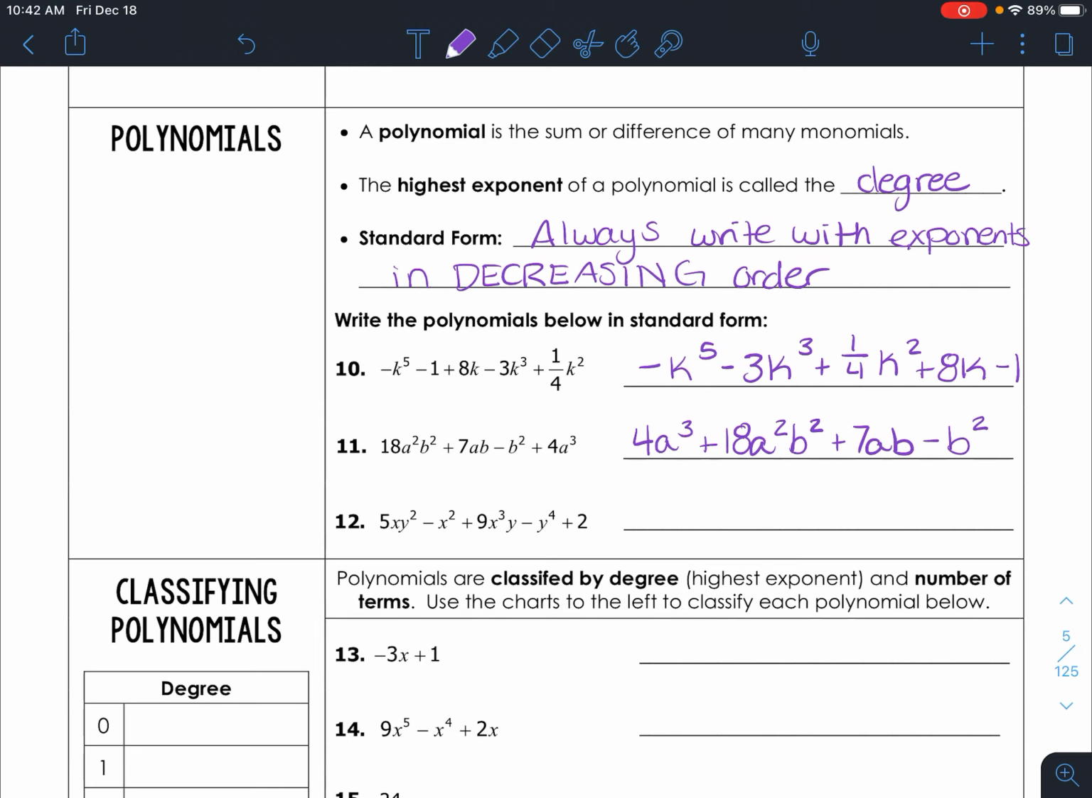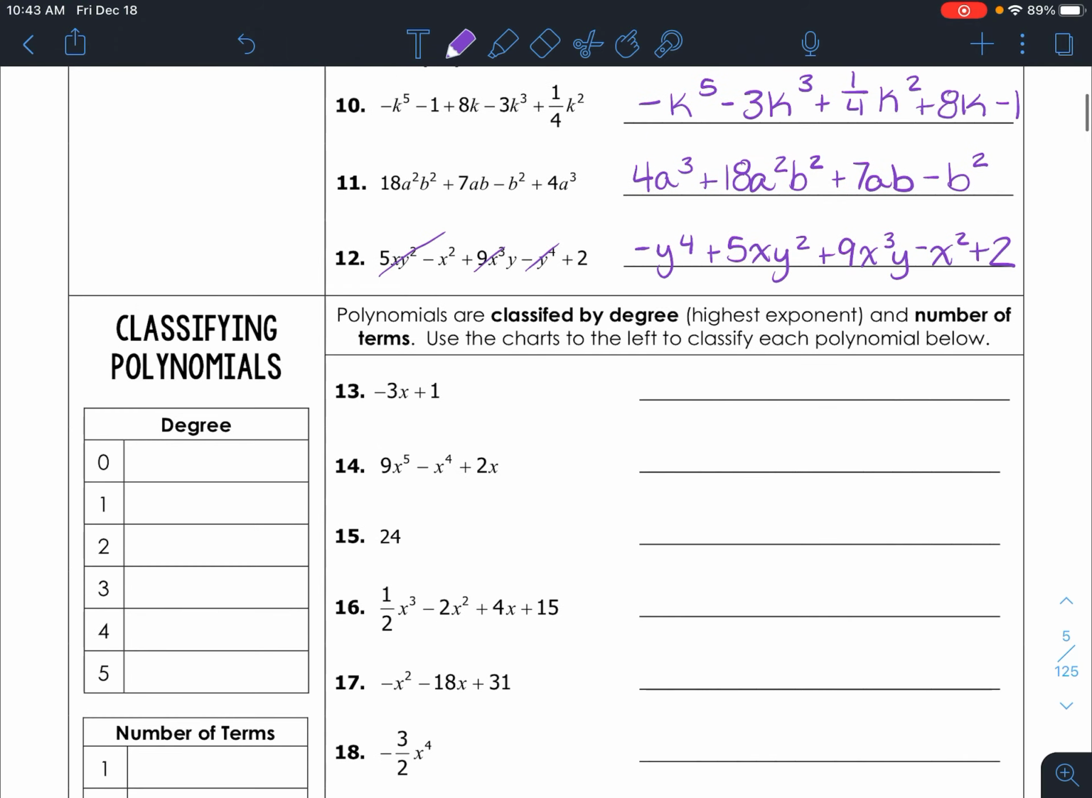Okay, do the same thing with number 12. Look at your highest exponent. It belongs to the y. So then you're going to use your y's and go down from there. So we're going to have negative y to the fourth plus 5x y squared plus 9x cubed y. Okay, so I've gotten that one and that one out of the way. So minus x squared plus 2. Your number is always going to go at the very end. Okay, so that's how you write them in standard form.